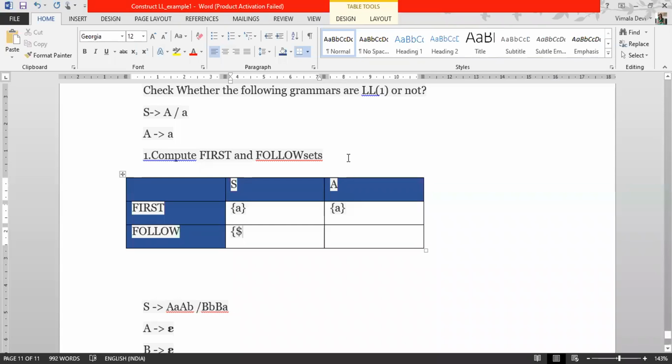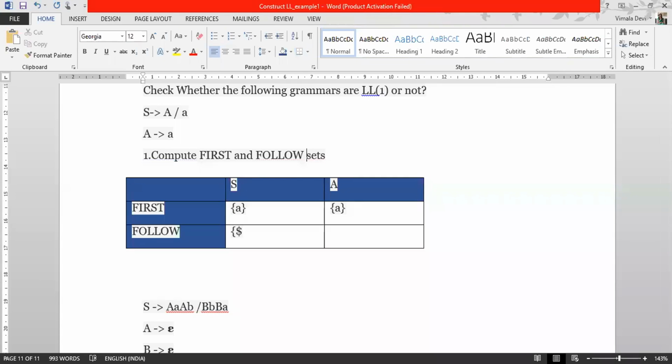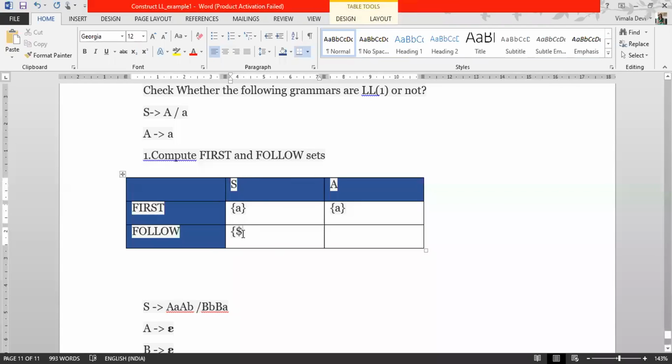So compute first and follow sets. From the grammar, you can easily identify first of S is first of A, which is a. First of A is also a itself. Now let's compute follow set for S. By default, for the start symbol, you have to include dollar. But further, we don't have any rules which contains S on the right hand side. So follow of S is only dollar.